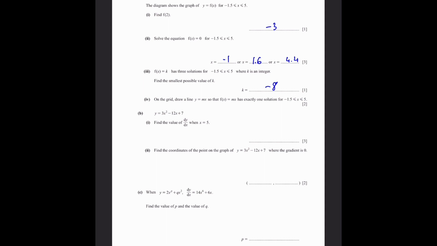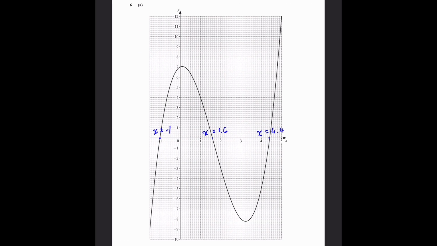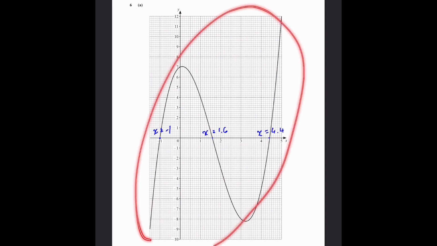solution for minus 1.5 less than or equal to x less than or equal to 5. That means that when these two intersect, when this graph here and the imaginary line we're going to draw intersect, there's only one solution, at least inside this range of values.